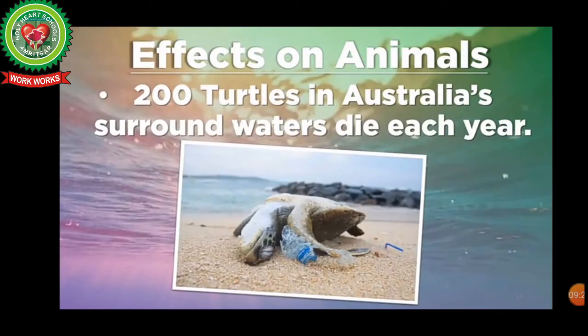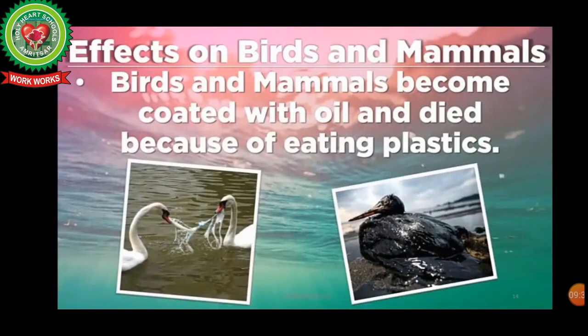Now effects on animals. 200 turtles in Australia's surrounding waters die each year due to the intake of polluted water. Effects on birds and mammals. Birds and mammals become coated with oil and die because of eating plastics.